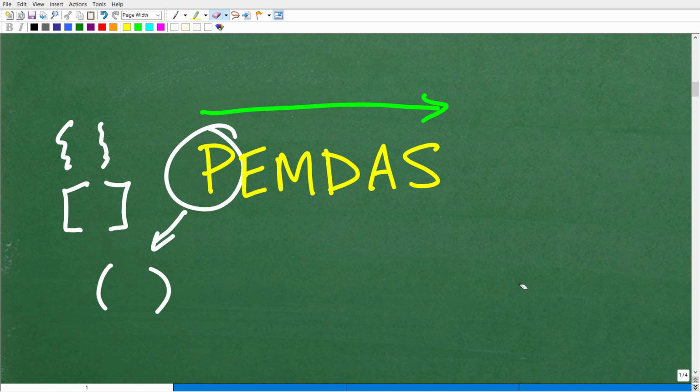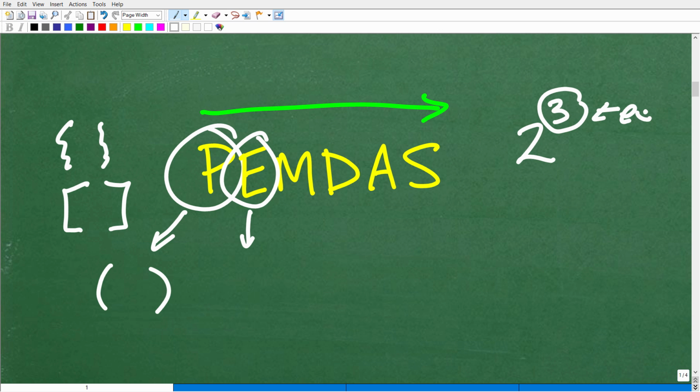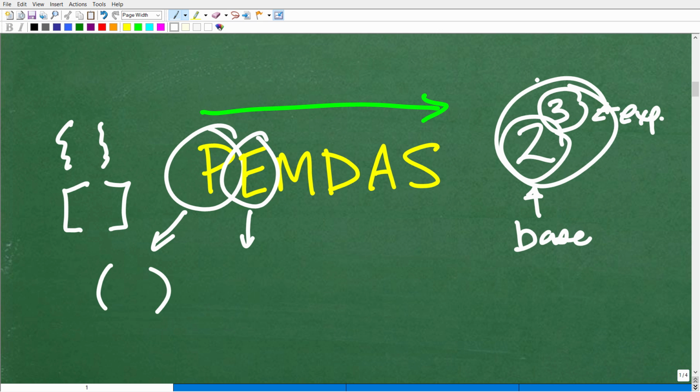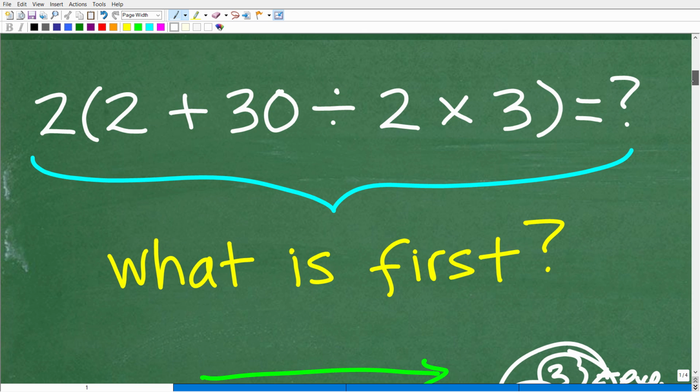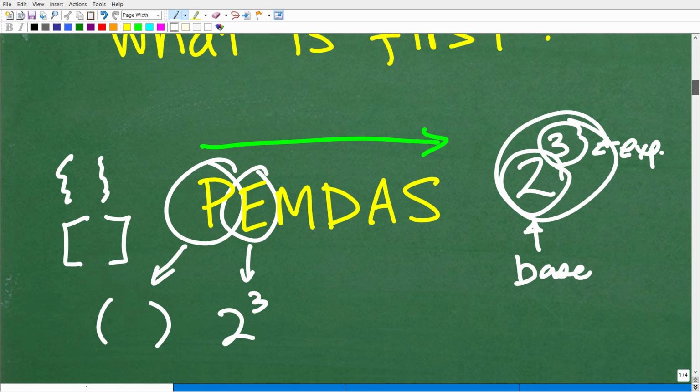Okay, so that is what P stands for. Now, E stands for exponents, but really you could think of that as power. So if I have 2 to the third power, this 3 up here is called the exponent part of the power, and this big 2 down there is called the base. The entire thing is what we call a power. So E is going to be powers. If we have powers, we're going to do those, but in our particular problem, we have no powers.